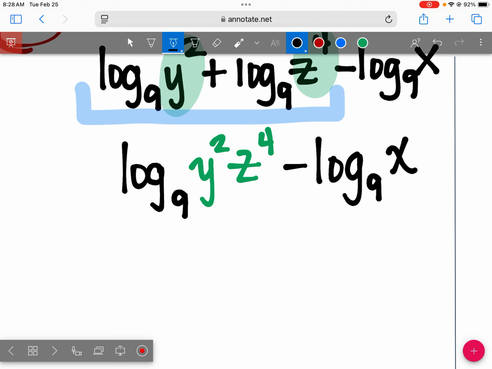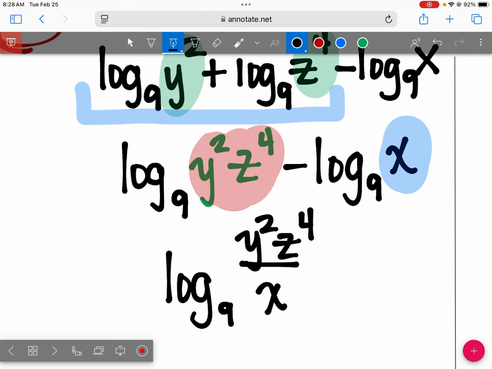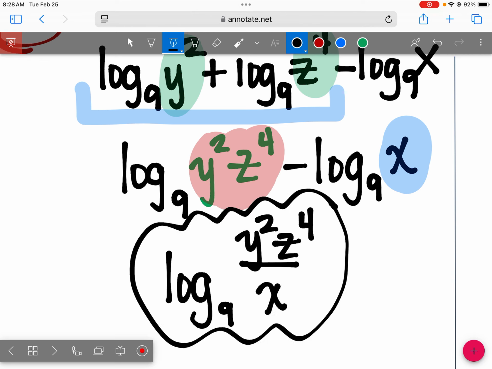And then the last thing, because there is subtraction, we're going to change it to a fraction. This is the numerator of my fraction. This is the denominator of my fraction. So that would be log base 9 of y squared z^4 over x. And that is your final answer.